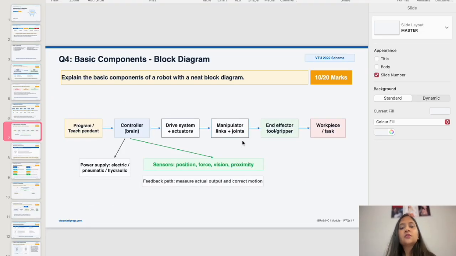Okay, let's move to the next question, which is basic components and the block diagram. I repeat again, if you have the hard copy of the textbook, you can refer to the textbook diagram. If not, you can also refer to these diagrams for your exams. This is a very important diagram. Here they are saying, explain the basic components of a robot with a neat block diagram. So here is the block diagram which you have to remember in the flow.